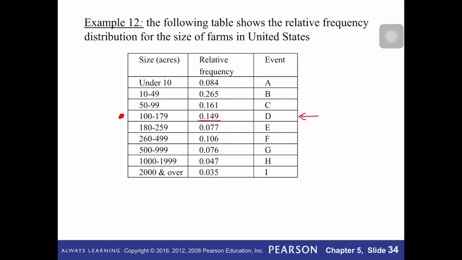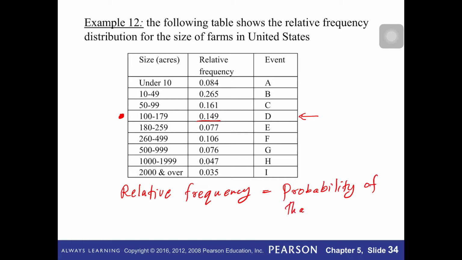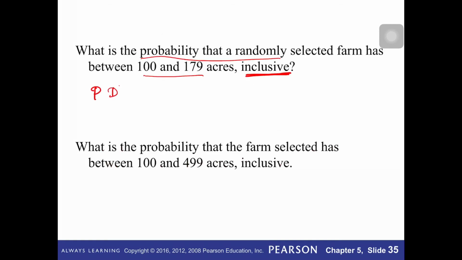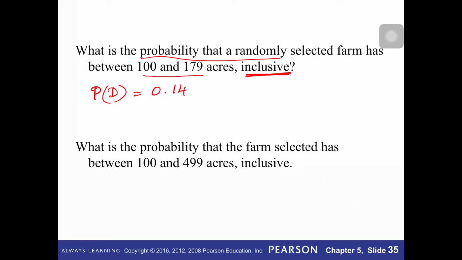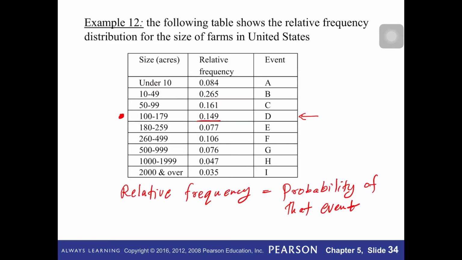They have given 0.149 as the relative frequency. Remember this one: relative frequency always equals the probability value of that event. So you do not need to do any other calculations, you can simply use your relative frequencies. So the probability of D equals 0.149. Boundary values are inclusive, 100 and 179.